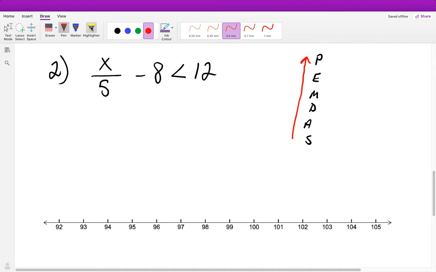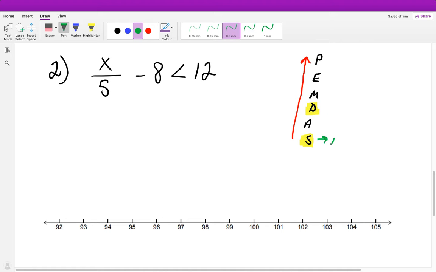So what I'm going to do now, just to give you another way of seeing this, is read this question first. x divided by 5 minus 8 is less than 12. Then I'm going to highlight the operations that I know are being done to my variable. So I see I had division and subtraction being done. Now I look and see which one I need to get rid of first. Well, subtraction will come first since we're working from the bottom up.